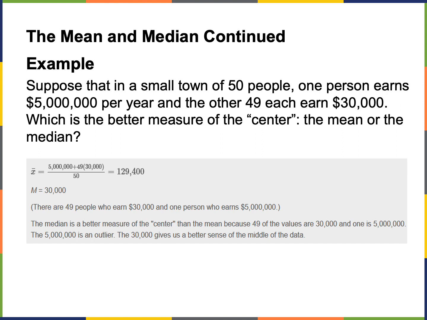The median is a better measure of the center than the mean because 49 of the values are 30,000. So this 5 million is an outlier. The 30,000 gives us a better sense of the middle of the data.